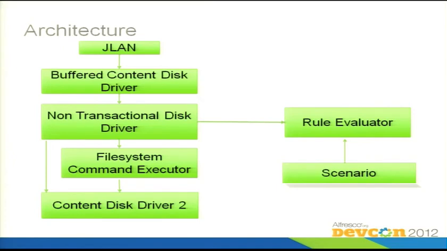Theoretically, Alfresco will work without that buffering, but it's there. The important class to look at is the non-transactional disk driver, because that's where the rules get brought in. The rules have a number of scenarios configured for them, and then from the non-transactional disk driver, that either comes through a class called the file system command executor down to the cunningly named content disk driver number 2, or some commands basically just go straight down. They don't bother with all the shenanigans.